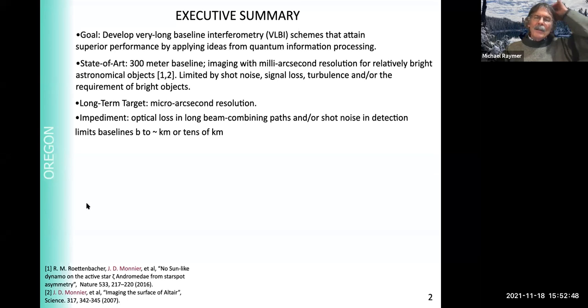Now, the impediment is that typically you have to combine the beams from different telescopes over some long path. Either that, or you have to use a local oscillator, which introduces shot noise in the detection. So the baseline, which we call little b, is limited to roughly a kilometer. In theory, you could go to tens of kilometers if you had very long vacuum pipes like the LIGO instrument, but that gets to be problematic.